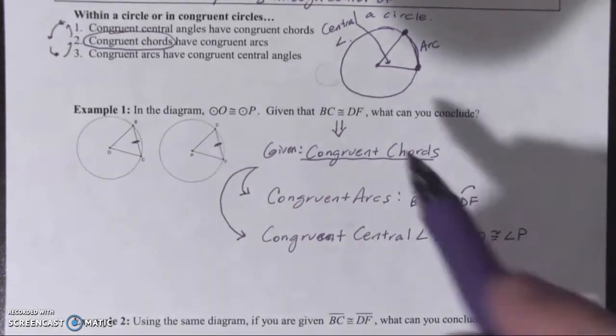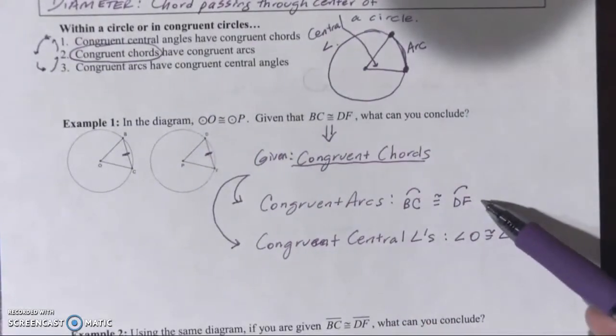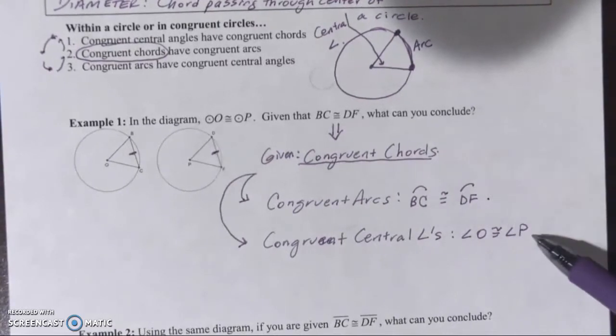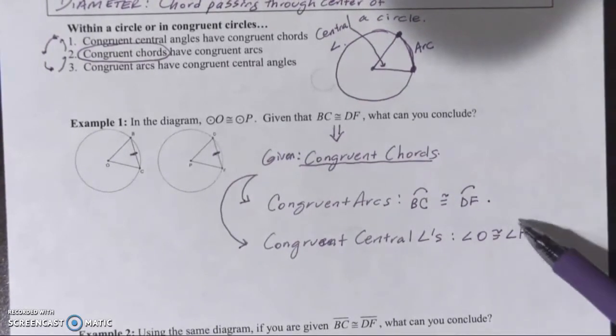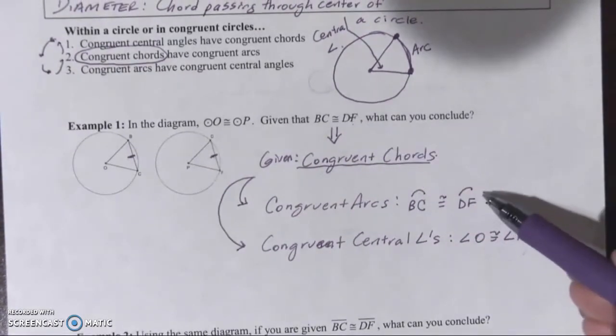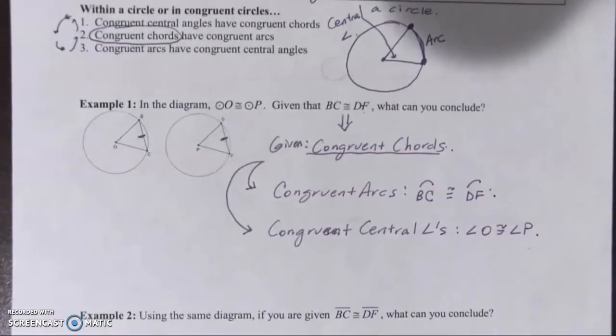Now, we could have replaced this given information with this part, and we then would have been able to prove that the chords and the central angles are congruent. Or I could have replaced this given information with the central angles being congruent, and we would have been able to prove the arcs and the chords congruent. All right. Fantastic. Let's skip past example 2.